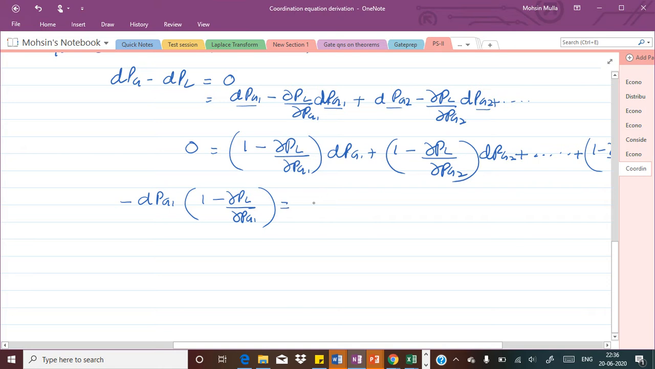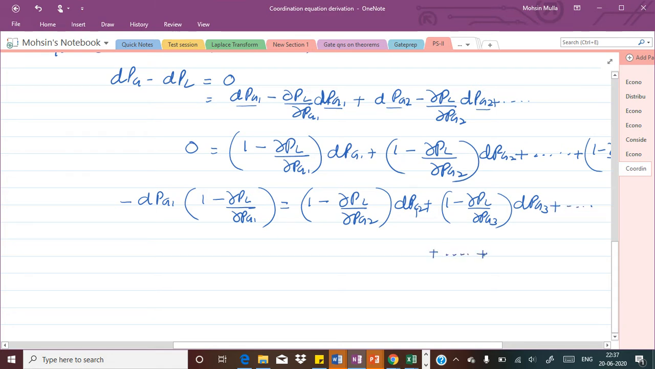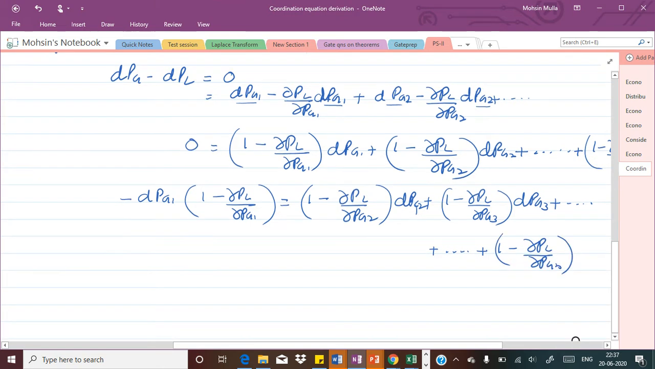That will be equal to the second term, 1 minus ∂PL divided by ∂Pg2 into dPg2 plus so on. Or you can write one more term if you want here. So I'll just write the third term, 1 minus ∂PL divided by ∂Pg3 into dPg3 plus so on, here continuing, plus 1 minus ∂PL divided by ∂PGN into dPGN.